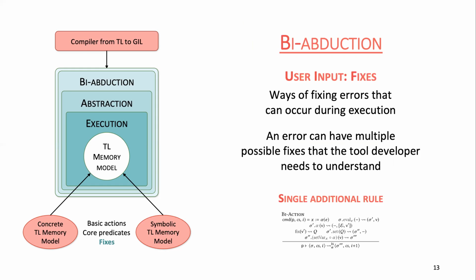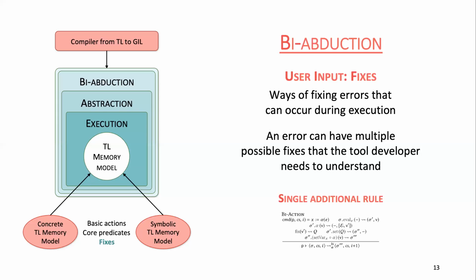So one can have an error like 3 plus true, and no way can we fix that. That's a real error. But we can have an error that says we haven't got the resource we need to do the job. We haven't got a particular heap cell that we need to do the job. And we can fix it automatically using bi-abduction and add that to the precondition that we are working with. So an error can have many possible fixes, and the tool developer needs to understand this.